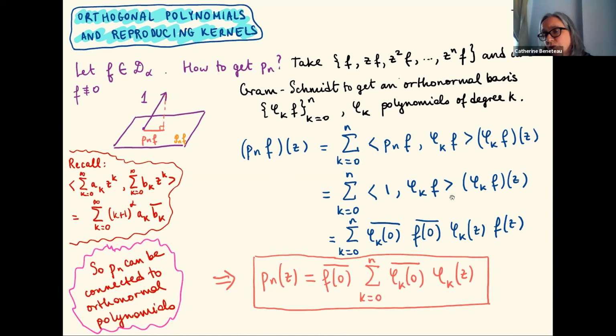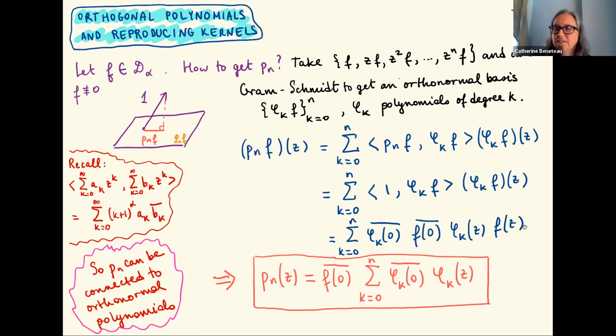But what is the inner product of 1 with phi k f? Remember what the inner product representation is. 1 just has the very first coefficient. So that's actually just A0 B0 bar, where the A0 is 1 and the B0 is the value of this function at 0. So this inner product is just p k of 0 bar, f of 0 bar.